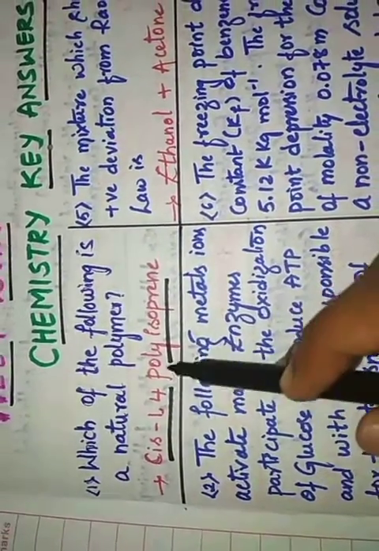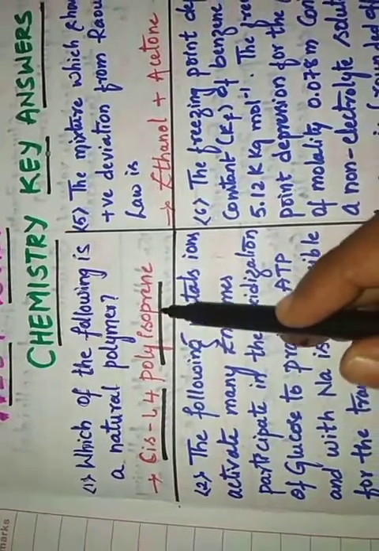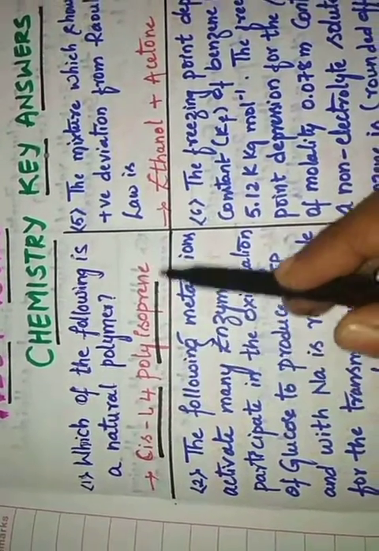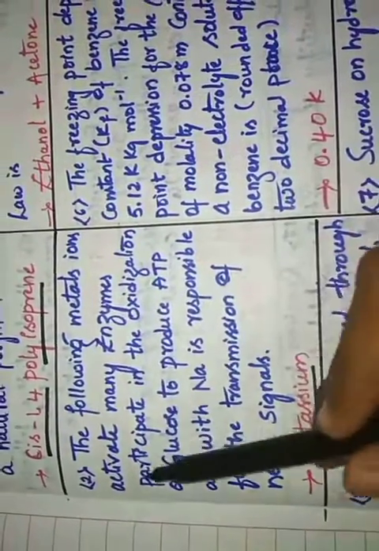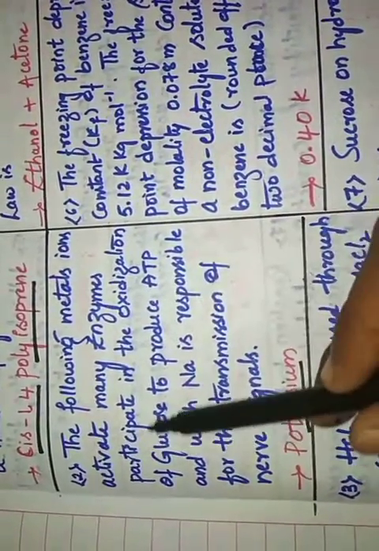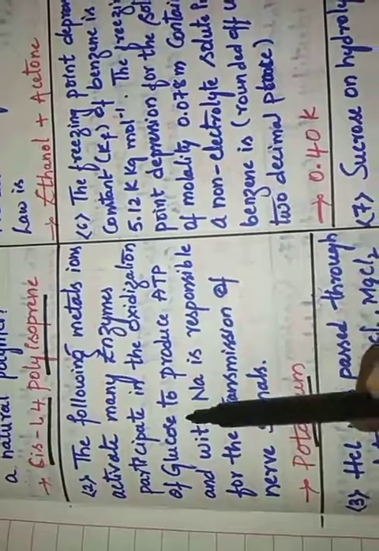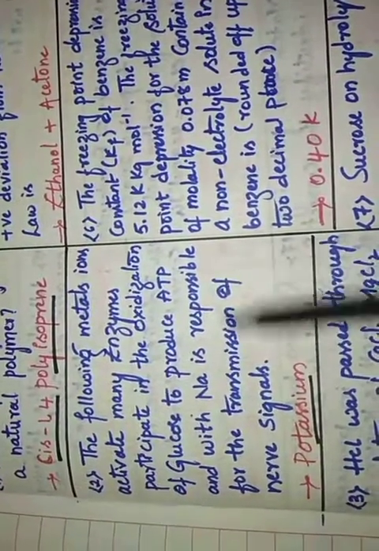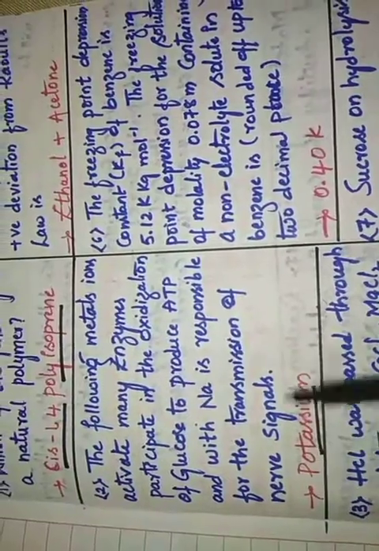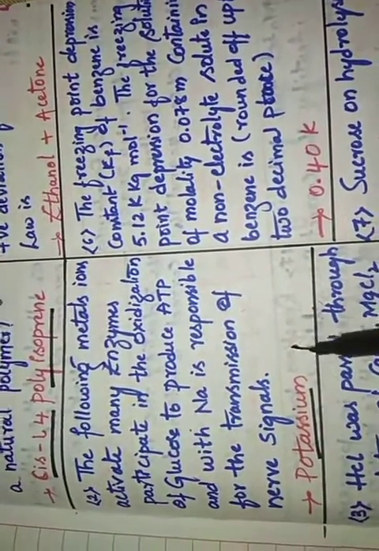Cis 1,4 polyisoprene. The key answer is cis 1,4 polyisoprene. Now moving to the second question. The following metal ion activates many enzymes, participates in the oxidation of glucose to produce ATP, and with Na is responsible for the transmission of nerve signals. That is potassium.